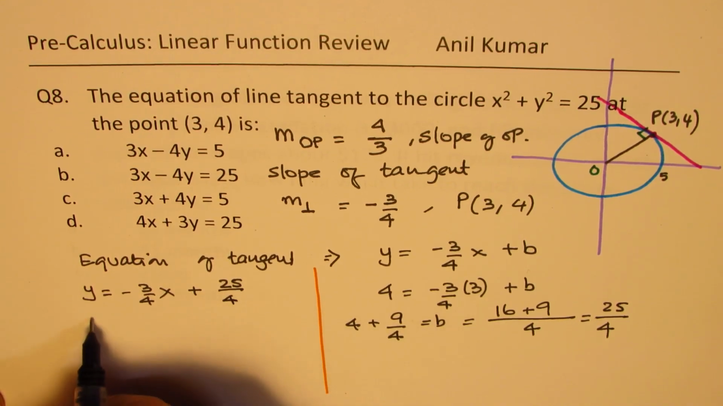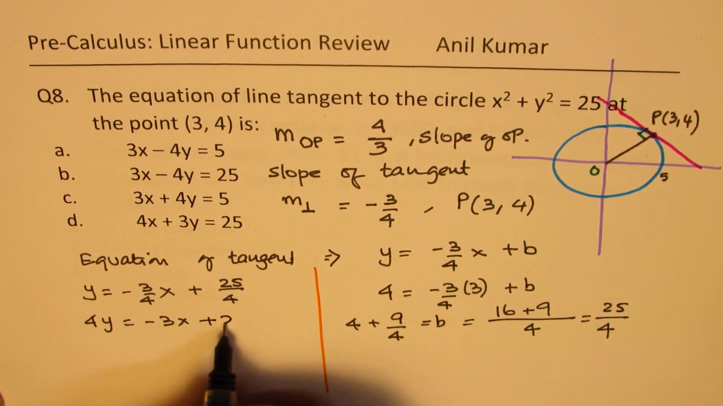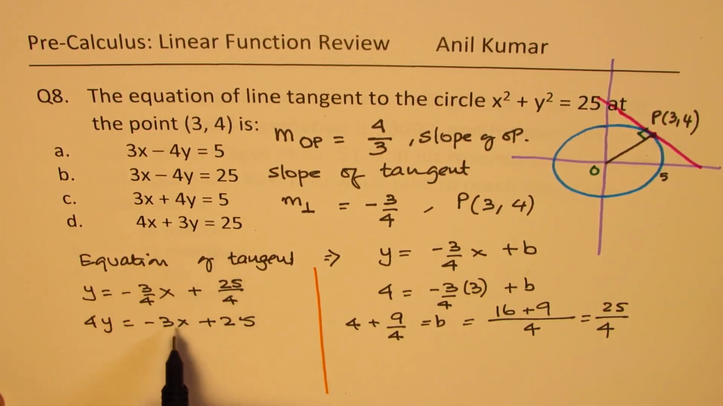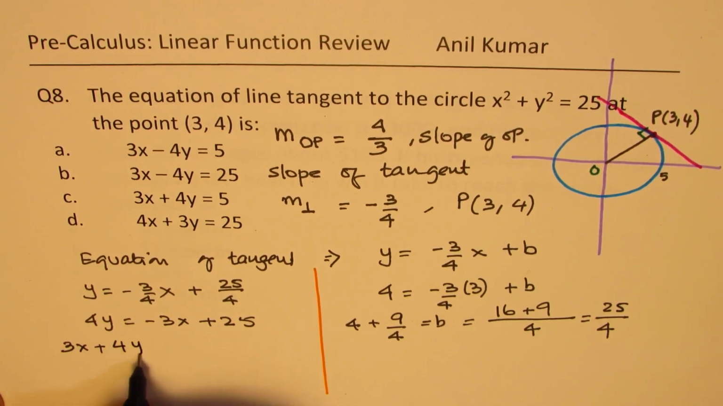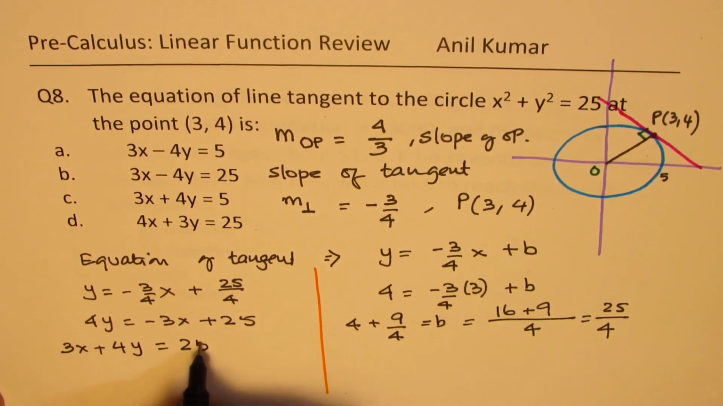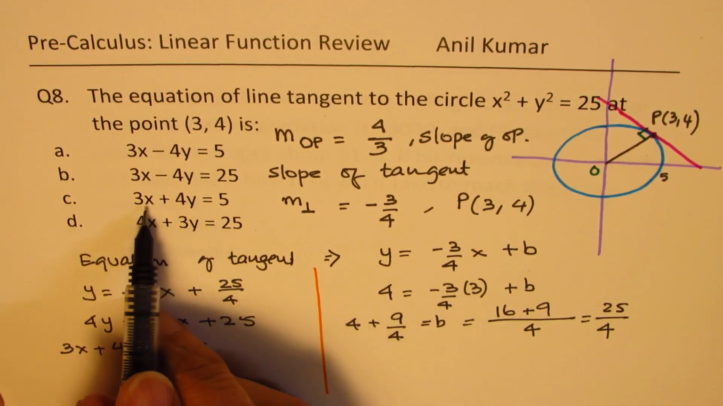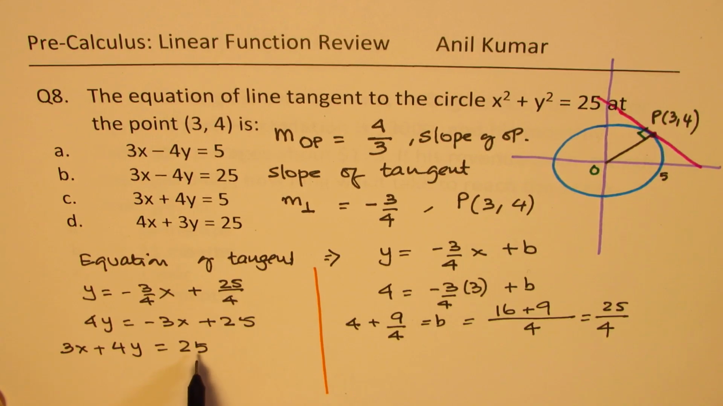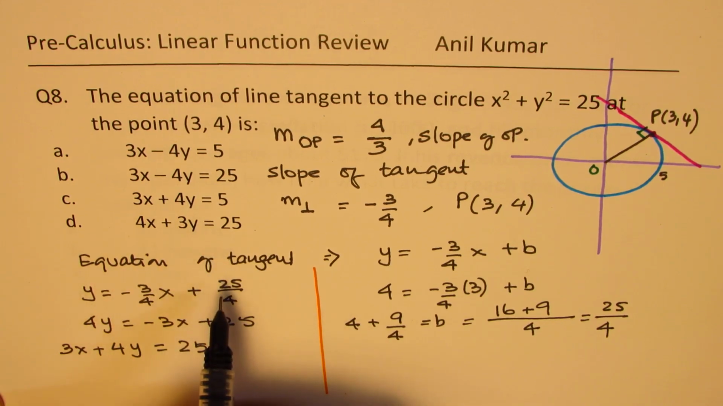Multiplying everything by 4 gives us 4y equals minus 3x plus 25. Bringing it to the left side, we get 3x plus 4y equals 25. 3x plus 4y equals 25. Now, here again, we don't have any of these options.